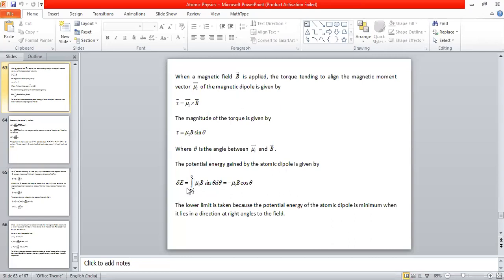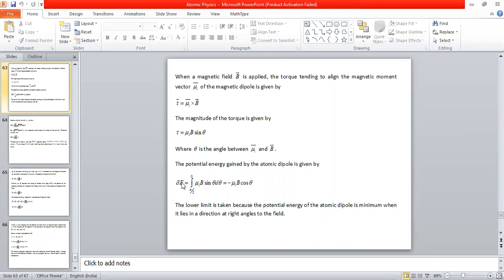That's why the lower limit is π/2, 90 degrees, and the torque aligns the direction of the magnetic moment along the direction of the magnetic field. So if the direction of the dipole moment becomes the direction of the magnetic field itself, theta becomes 0, and in that case potential energy becomes maximum. So the change in potential energy is the maximum minus the minimum.